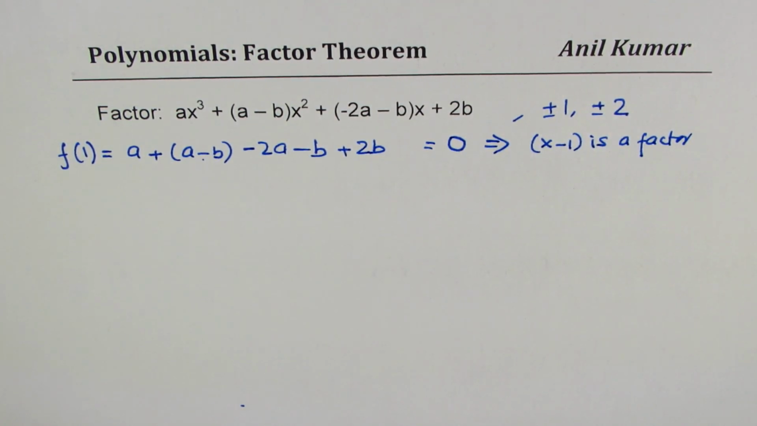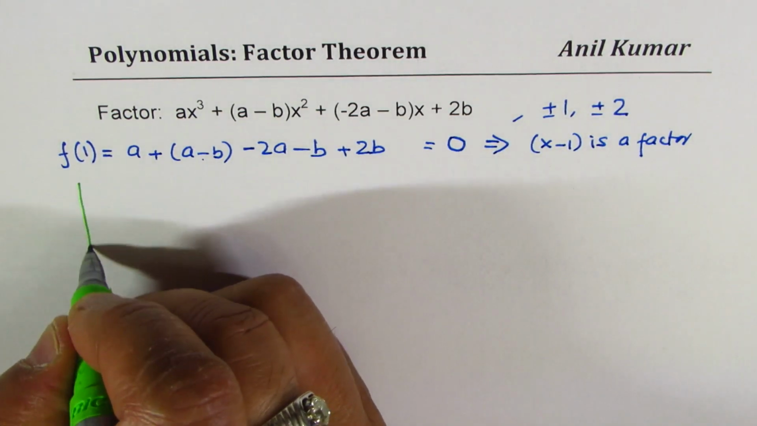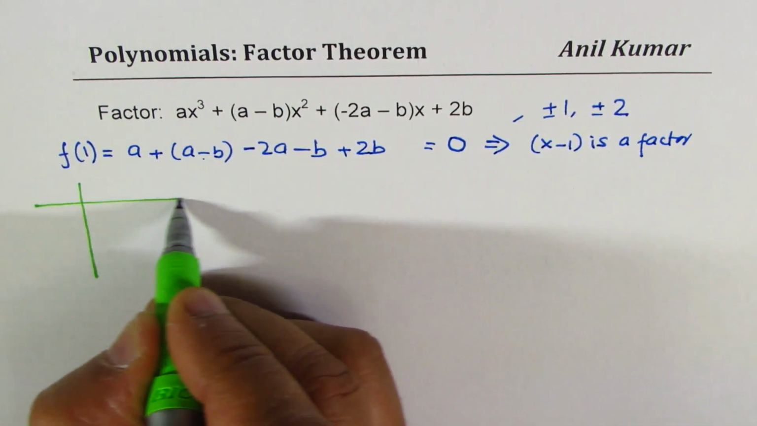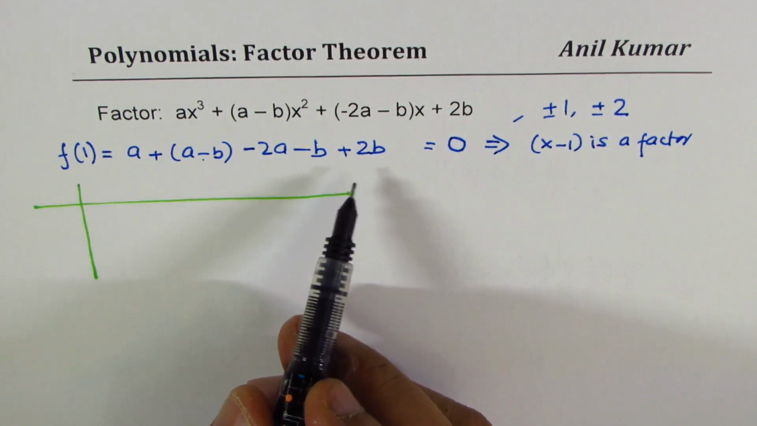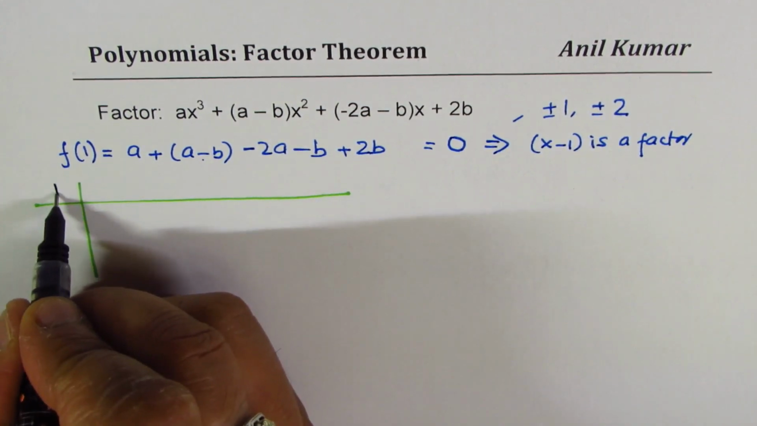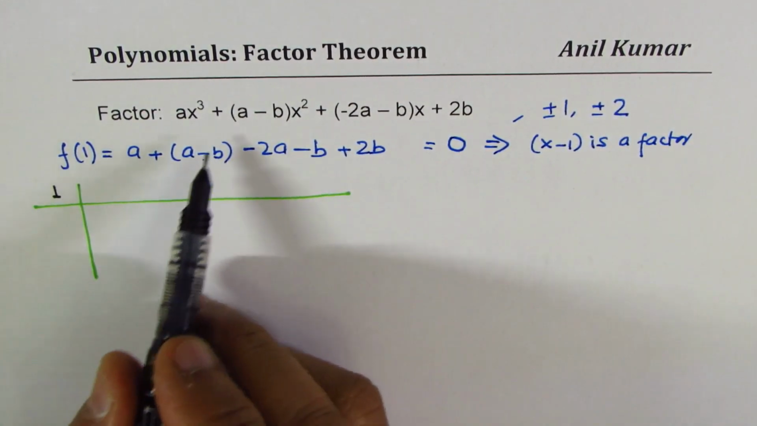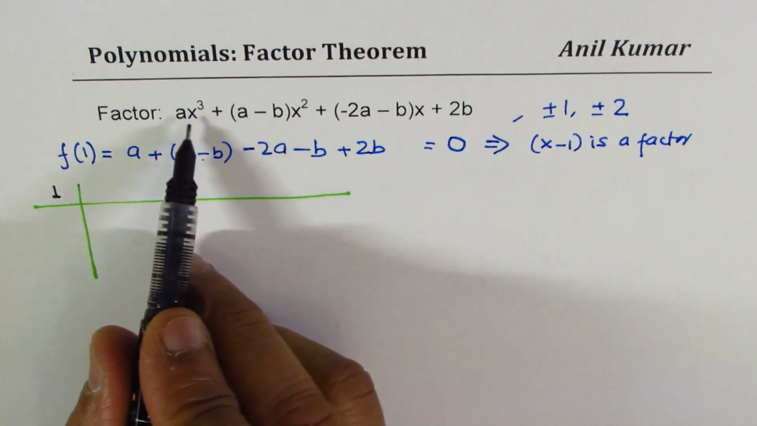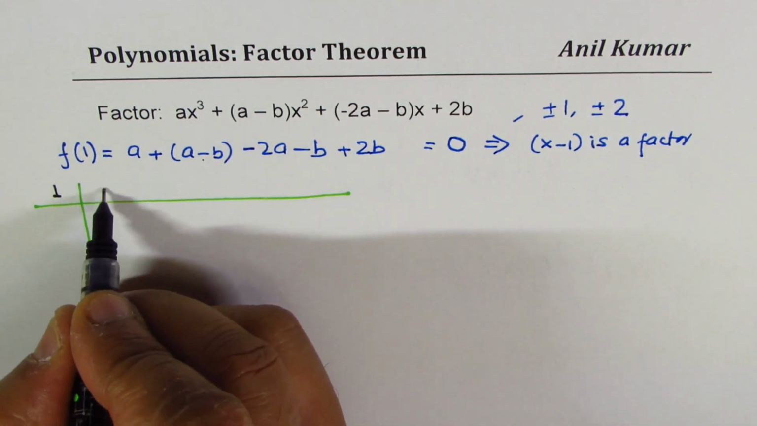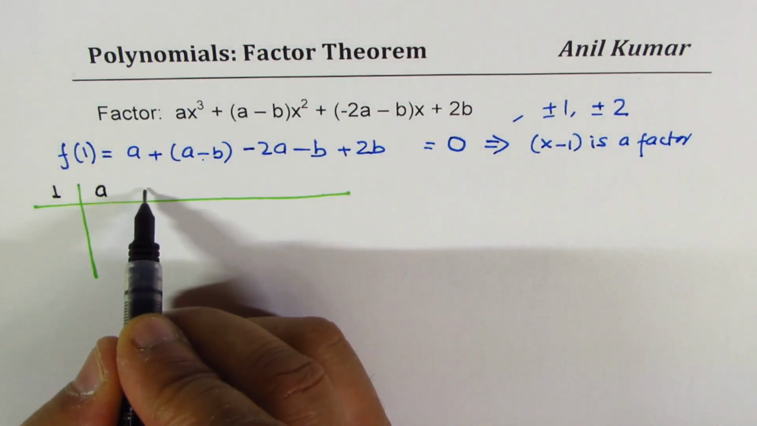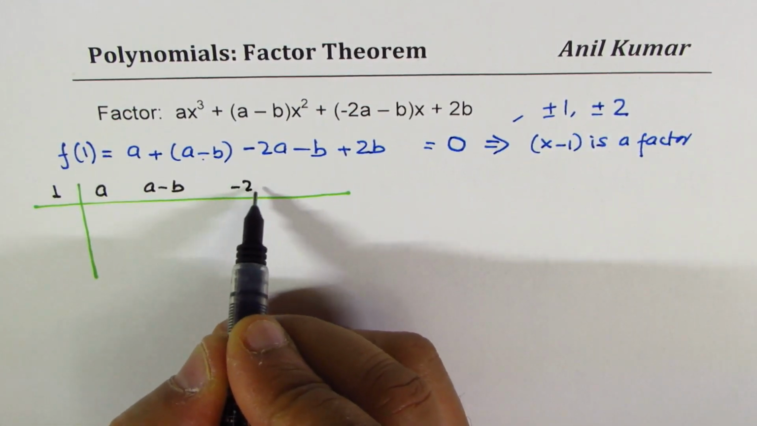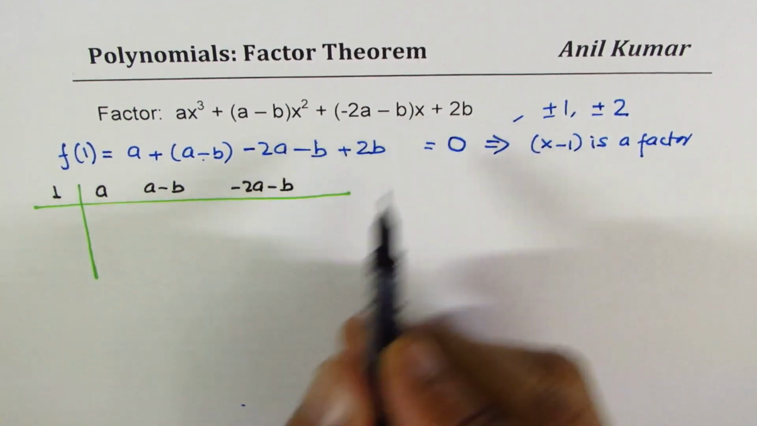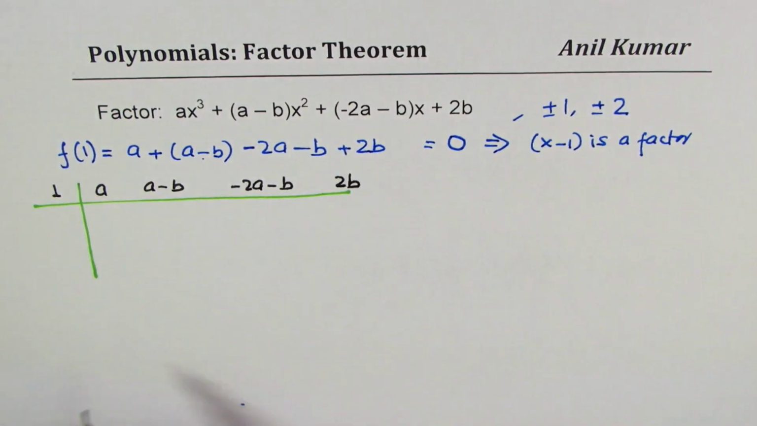Now since it is a factor, it can help us to find the other factors of the given polynomial. So now I'll do synthetic division. We'll divide this time by 1, since 1 gave us 0, and we write down the coefficients. For x cubed, the coefficient is a, then for x squared it is a minus b. Here we have minus 2a minus b. The constant term is 2b.